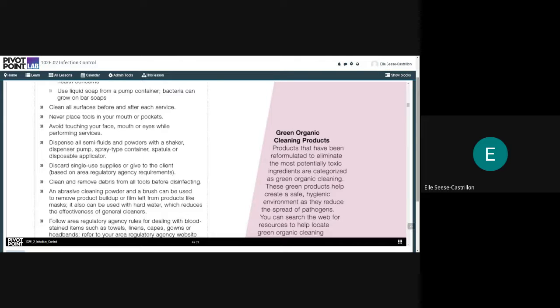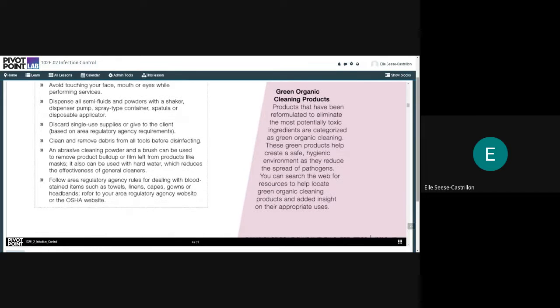Clean and also remove debris from all your tools before disinfecting. An abrasive cleaning powder and a brush can also be used to help remove product buildup or film that might be left from products like masks. It also can be used on hard water, which reduces the effectiveness of general cleaners. And follow your area regulatory agency rules for dealing with blood-stained items such as towels, linens, capes, gowns, or headbands. Refer to your area regulatory agency website or your OSHA website.